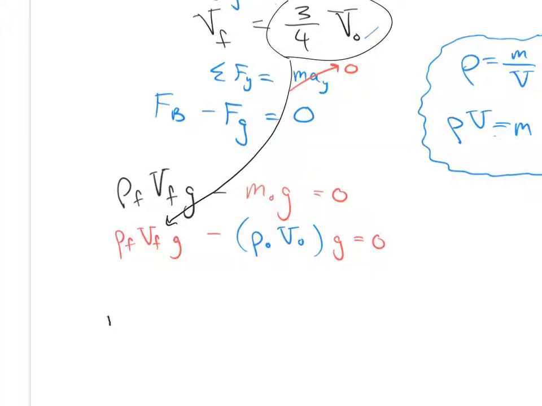So I've got the density of the fluid times, instead of V_F, we're going to put 3/4 V_O times g, minus density of the object, V_O times g.